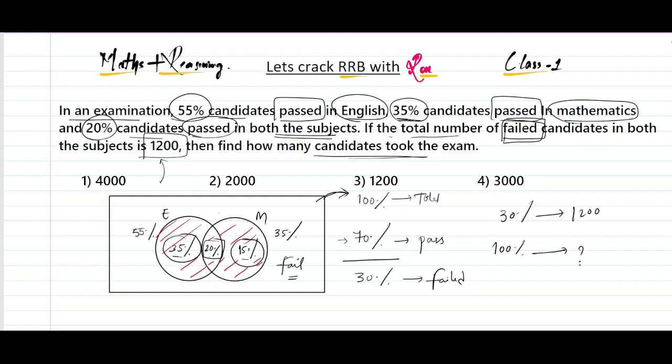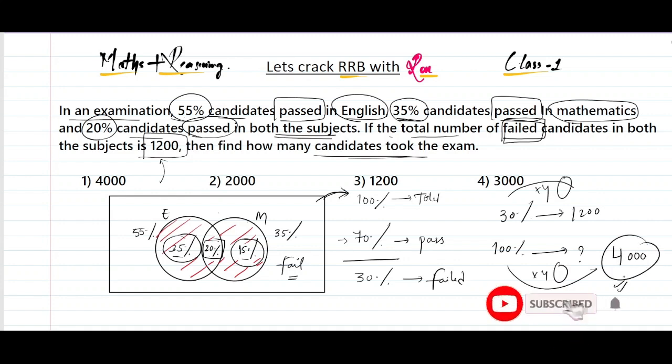I hope you understood this question. 30% is 1200, so 10% is 400, and 100% is 4000 people, which is option number 1 here.